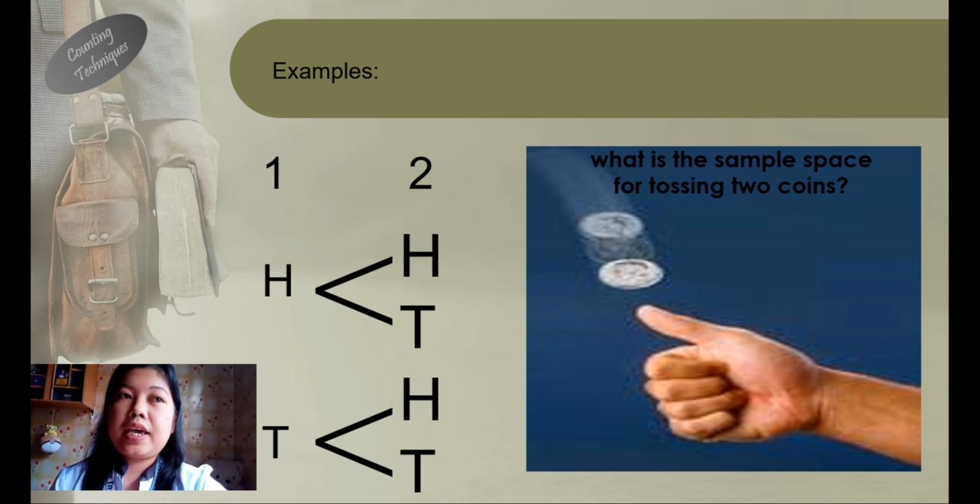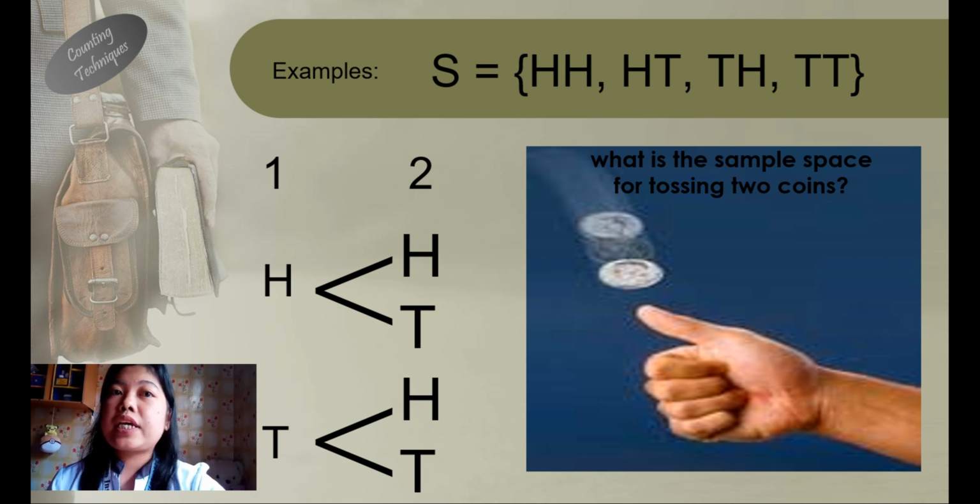So, we can have four possible outcomes. The first outcome is heads and heads, which we can write as H, H. The second outcome is heads and tails, which can be written as H, T. The third outcome is tails, then heads. Then the fourth outcome will be tails and tails, or can be written as T, T. Therefore, this is the sample space of two coins.